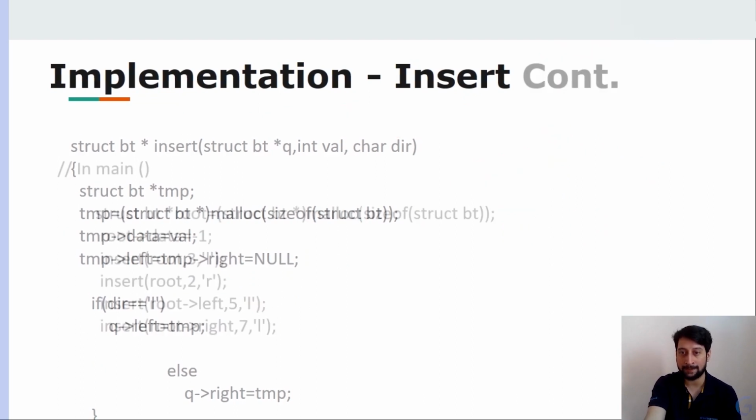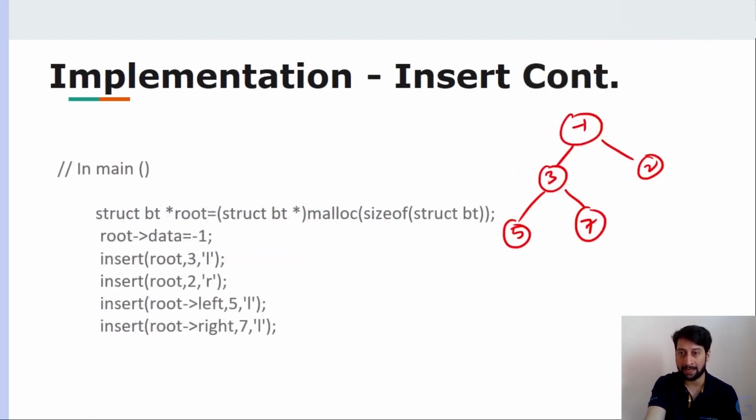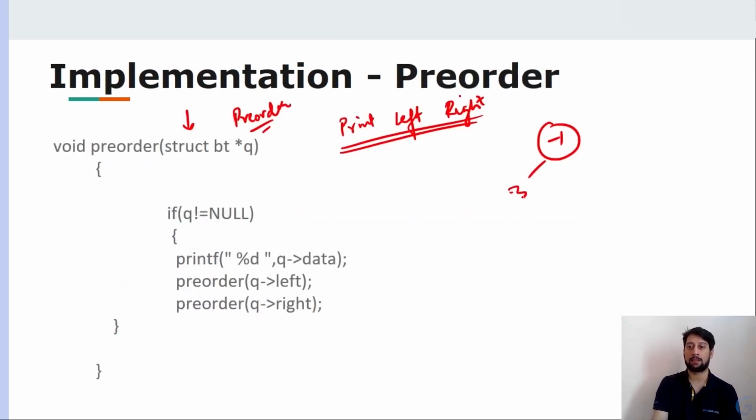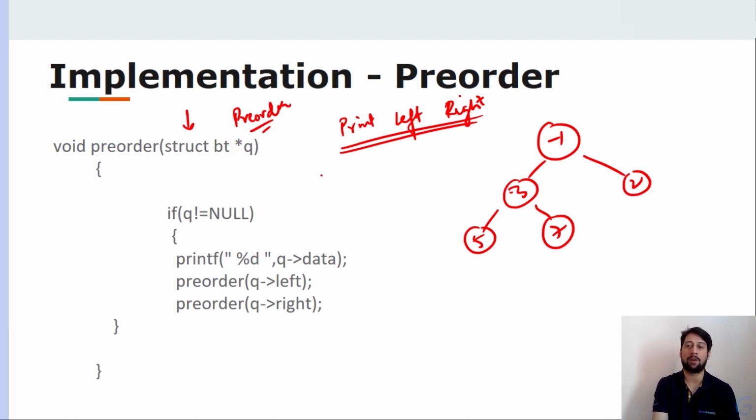So let's suppose we have the same tree that we earlier discussed about, that is minus 1, 3, 5, 7, and 2. So this is our tree. Now we are trying to find out the pre-order. Pre-order means, let's name these as P, L, and R. So P, L, and R.